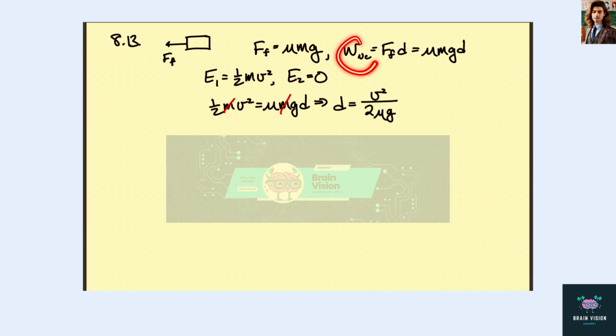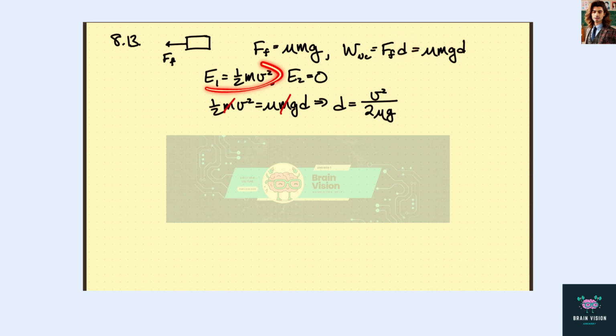The non-conservative work that force does is that force times the distance over which it acts. This force is constant, so the power is F dot d, but when we integrate that to get the work, since F is constant, the non-conservative work is just F times d. So that means it's mu mg times d, the distance over which that force acts.